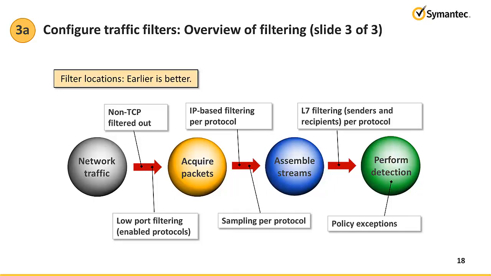Layer 7, or L7, filtering is also known as application-based filtering. L7 filters can include or exclude monitoring based on sender or recipient. This means you can use filters to inspect or ignore messages from specific senders or to specific recipients. Finally, during detection, policy exceptions can effectively filter out content before the detection rules are applied.